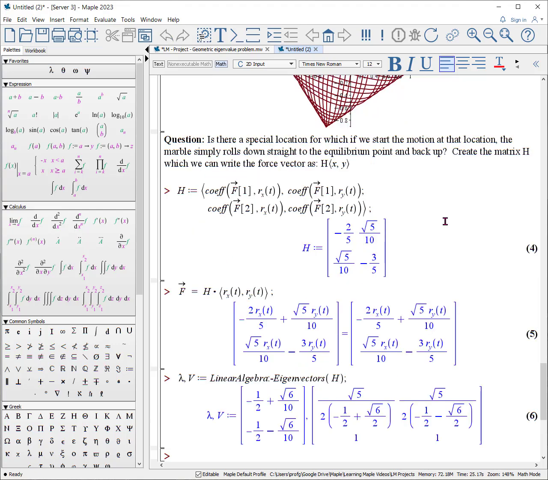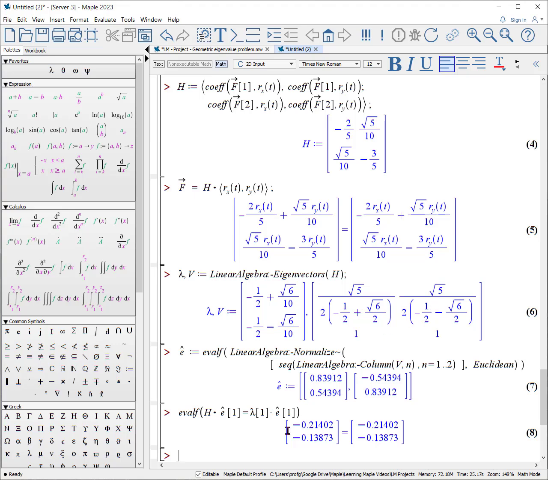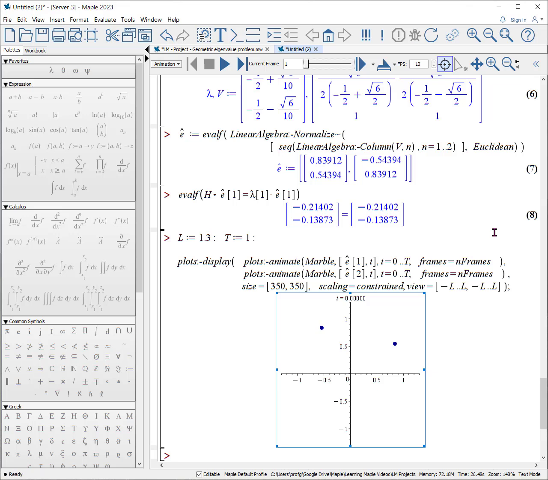Let us calculate the eigenvalues 1 and 2 and its associated eigenvectors 1 and 2. We can normalize these eigenvectors and remind ourselves that the whole idea of an eigenvector is that h times the eigenvector is equal to some multiplier of the eigenvector back again. Since h times r is the force of the marble, if we give the marble the eigenvector for its initial position, then all subsequent positions for the marble are some scaled value of the eigenvector.